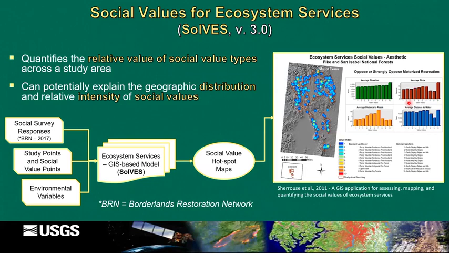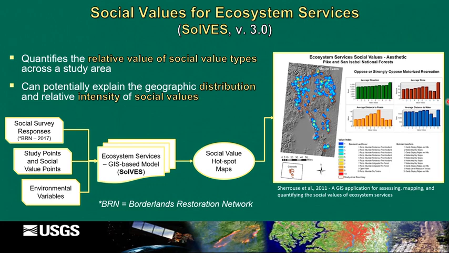And you can also see how that relates to environmental variables that are considered within the model. So in this case, average elevation or average slope. And you see what sort of properties align with high social value. So these are the results the SOLVES model produces.